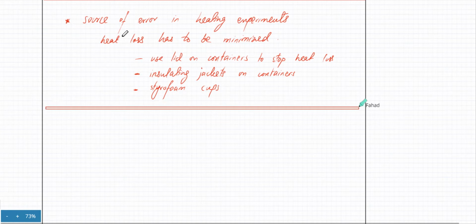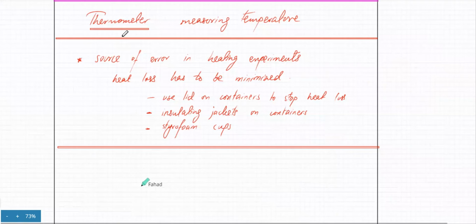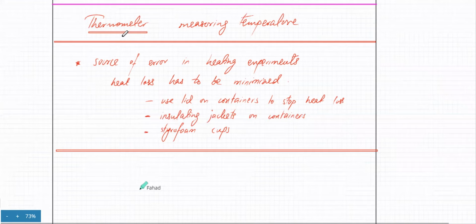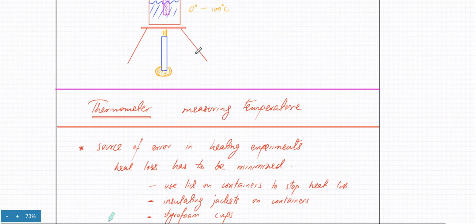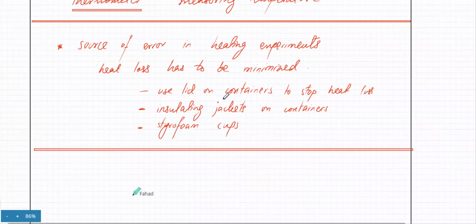Sir, the insulating jackets, do they cover the entire container? No, not the entire container. The top, obviously, it depends on what type of insulating jacket you are using. When we order apparatus for the lab, like a bunsen burner, not all bunsen burners look like this. The insulating jacket is made out of wool, and its format is also different. So this is just a general word. It could come in any shape.